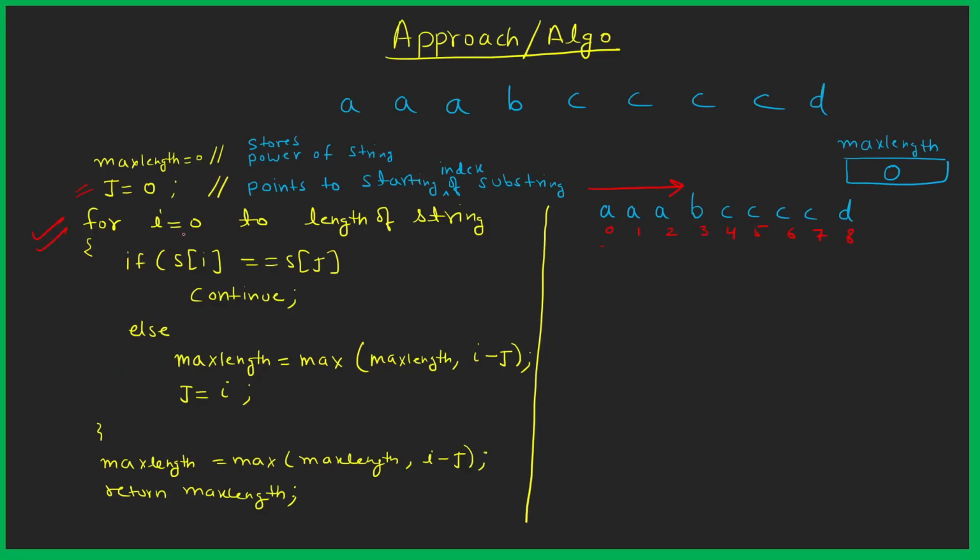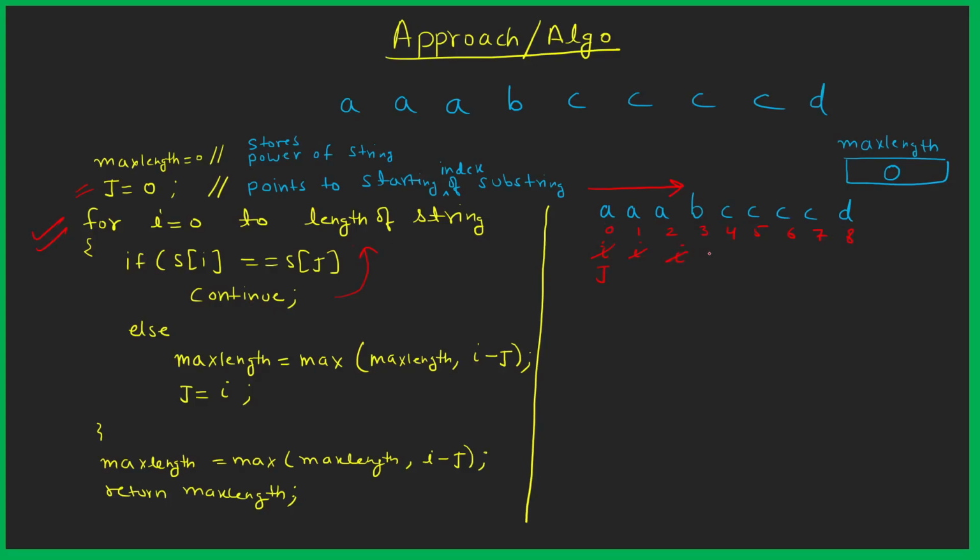So let's see how this algo will work. We will start from I equal to 0 to the length of this string, and in each iteration we are checking if s of I equal to s of j. Initially j is 0 and I is also 0. So s of I and s of j are equal. So we will say continue. Now we will move forward to the next I. Again s of I and s of j are equal, so again we will move to the next element. Again this a is equal to this j, that means we will say continue.